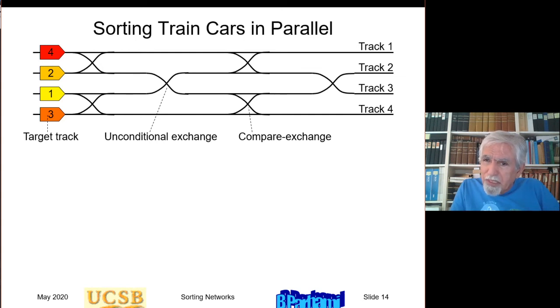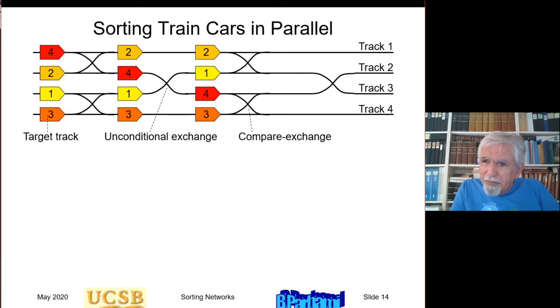So let me use this mechanism. The cars move forward. This is a conditional exchange. 2 and 4 are out of order, so they do exchange there. 1 and 3 are in order, so no exchange occurs here. So this is after the first 2 exchanges. Actually, 1 exchange and 1 no exchange. Then we move forward. 1 and 4 unconditionally switch tracks.